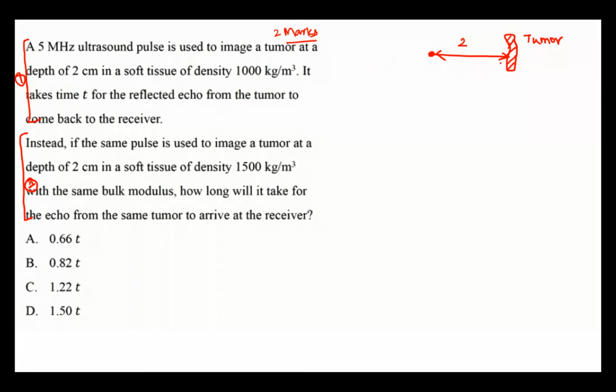Okay, and in the next case, the same 5 megahertz ultrasound pulse was transmitted to the tumor at the same depth of 2 centimeters. Here the soft tissue density is 1500 kilograms per meter cube. So in the first case we have 1000 kilogram per meter cube, and in the second case we have 1500 kilograms per meter cube.